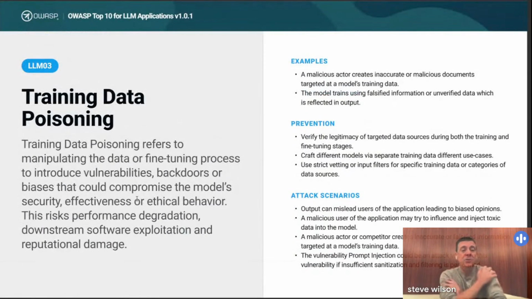Another one here is training data poisoning. And some people come to this assuming, well, I'm not going to train my model. I'm going to get a pre-trained model from OpenAI or Amazon or Google. But the fact is, first, you may need to look at where you're getting your model, and are you sure that all the training data was safe.